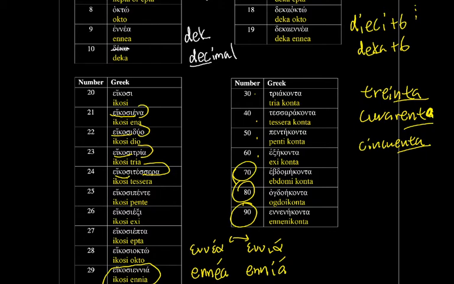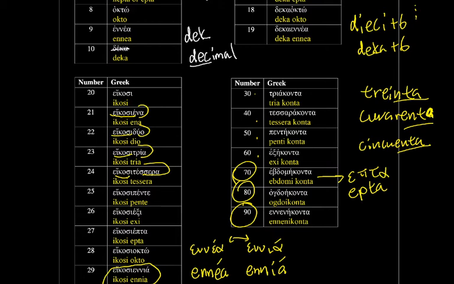When we get to 70, this is not the same as saying epta. Let me write that in English letters. That's a little bit different now, right? It would be just eptaconta. I don't know, for whatever reason in Greek, they just changed it: evdomiconta. So just know that it is different. Evdomiconta. And then ogdoiconta. And then eneniconta.